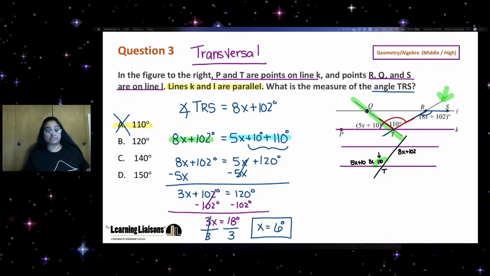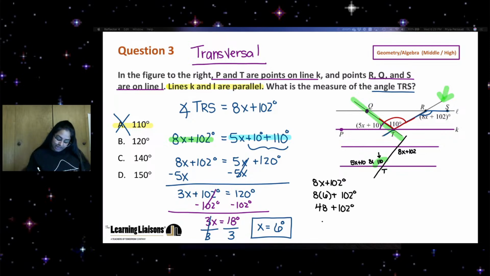I'm going to do it both ways just to show you that it doesn't matter, because I love to show you guys that things really do work out the way that you think they do. So let's go with the easy one first, the 8x plus 102 degrees. We now know that x is equal to 6. So we will do 8 times 6, which is 48. Add it to 102, and we get a whopping total of 150 degrees.